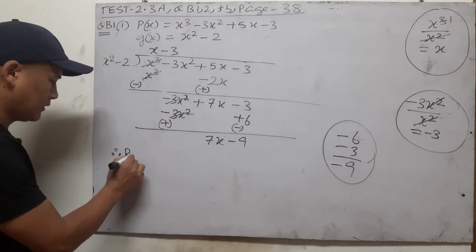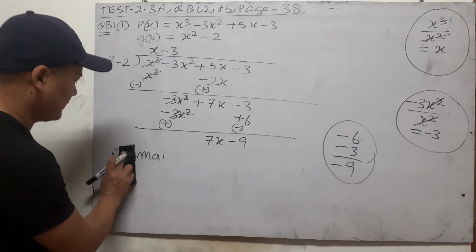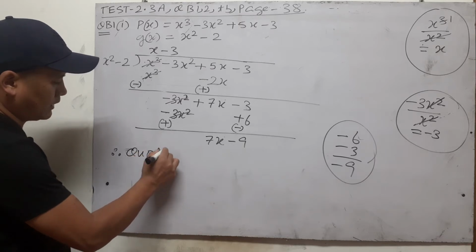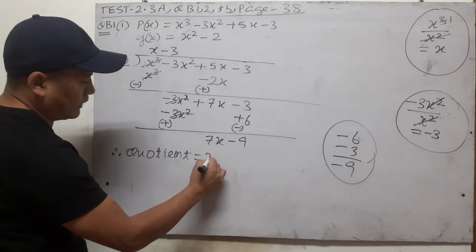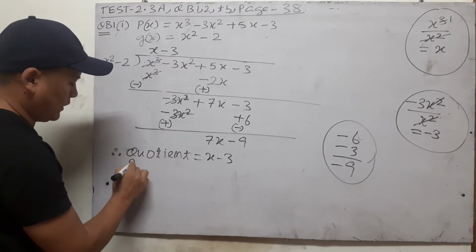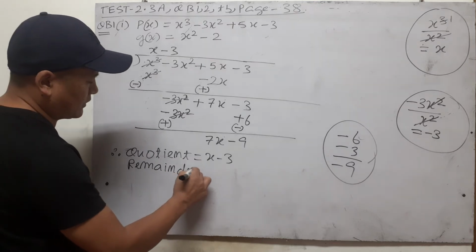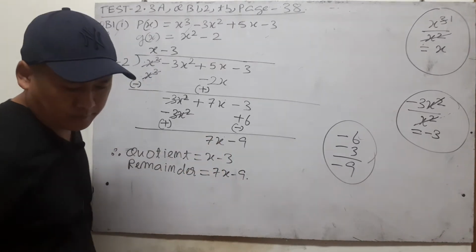So therefore, we can write here quotient first. Quotient, Q-U-O-T-I-E-N-T. Quotient means what we get here, x minus 3. And remainder, the question is asking us to find the remainder is 7x minus 9.